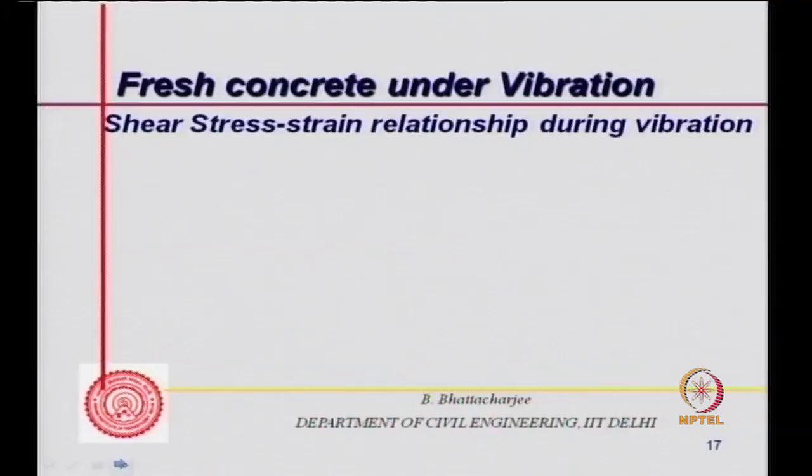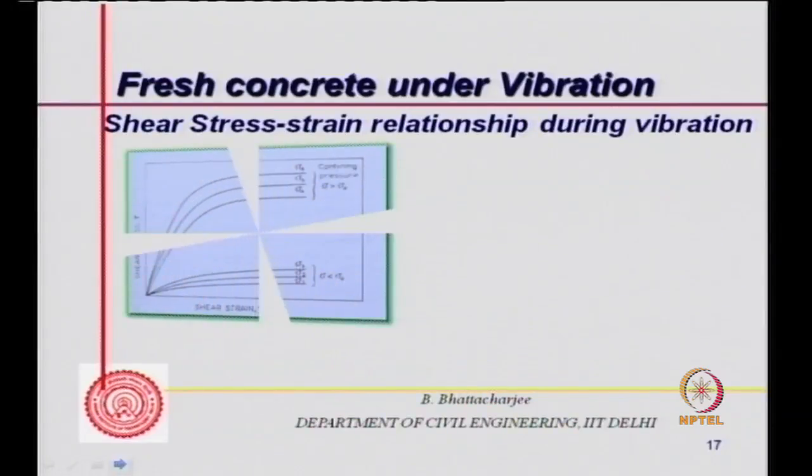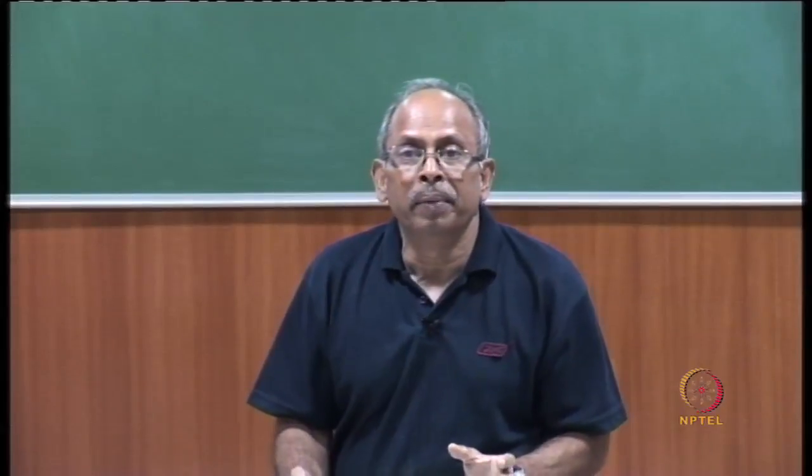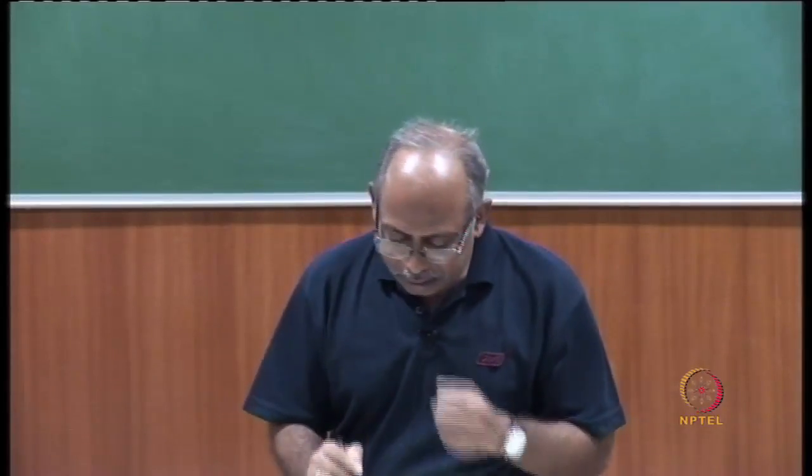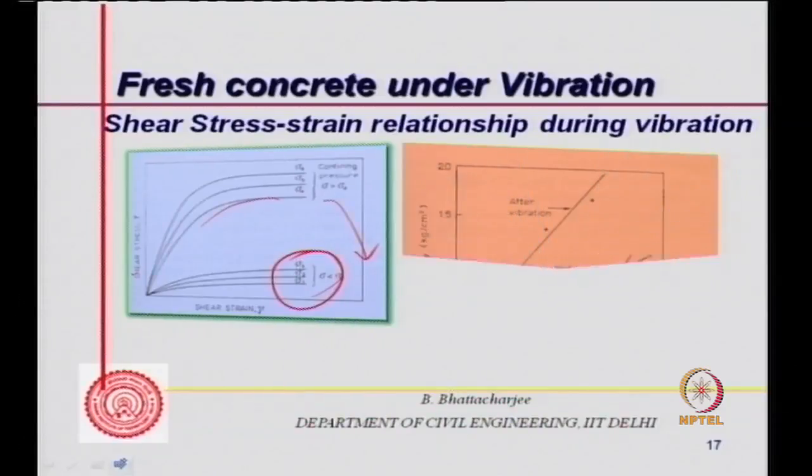And the shear stress strain relationship, this was before vibration, if one measures. But supposing I measure this during vibration, what will happen is, if I forget about the drooping, strain softening portion, for the same sigma 1, sigma 2, sigma 3, the stress strain curve is something like this. But when I vibrate, the stress strain curve goes like this. That is, during vibration, the yield stress reduces significantly, and the stress strain curve becomes something like this.